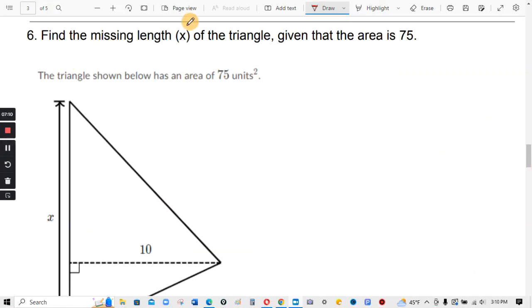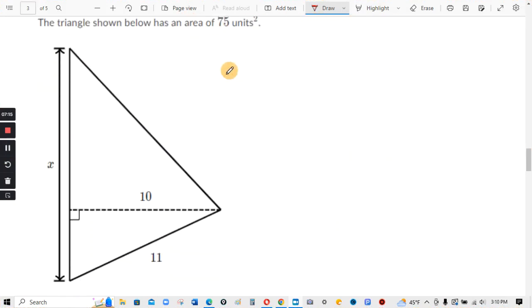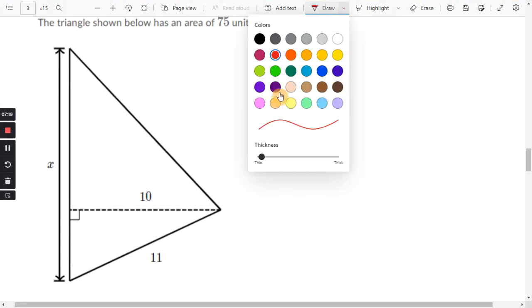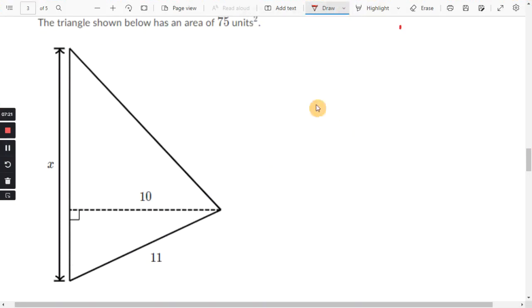Number 6, find the missing length X, given that the area is 75. Okay, we have a triangle here. And once again, we're just using the area of a triangle. 1/2 base times height.